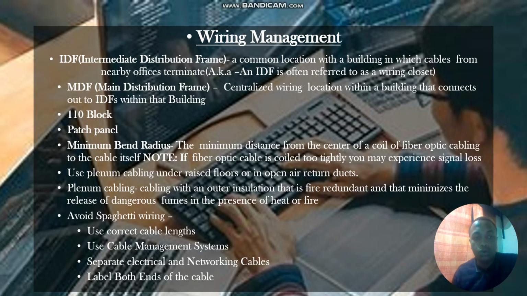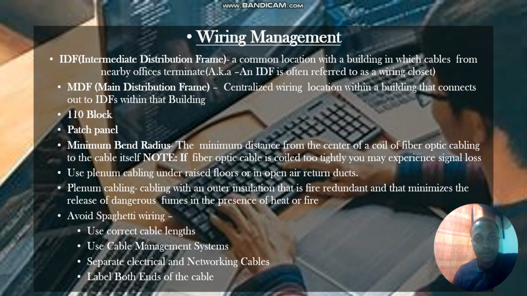Another term you need to remind yourself of regularly is the minimum bend radius, and this comes in when you're using fiber cables. Minimum bend radius just means the minimum distance from the center of a coil of a fiber optic cable. Note, if the fiber optic cable is coiled too tightly, then you may experience signal loss, and this could be due to breakage and those kinds of things. So whenever you are dealing with fiber optic cables, make sure that the minimum bend radius is maintained.